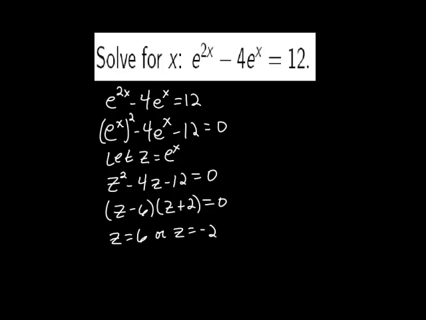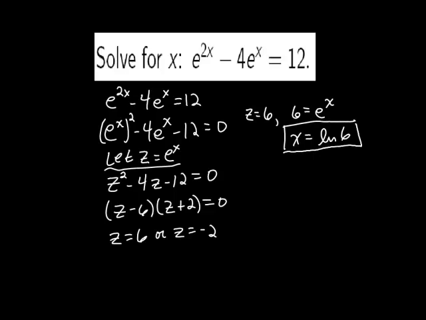But very key here, you do not stop. If you look back, you were asked to solve for x, not solve for z. So we have to go back and plug in the z's and get our x's. When z equals 6, we have 6 equals e to the x. Taking the natural log of both sides, I get x equals ln of 6. So that's one of my answers.